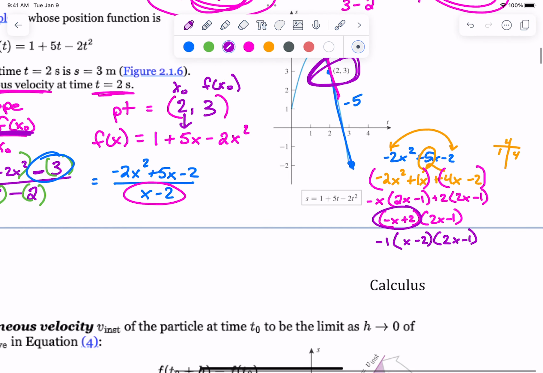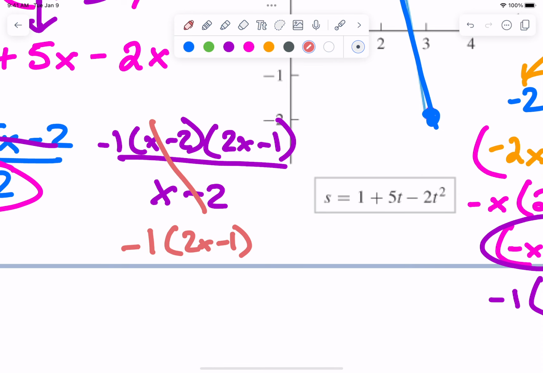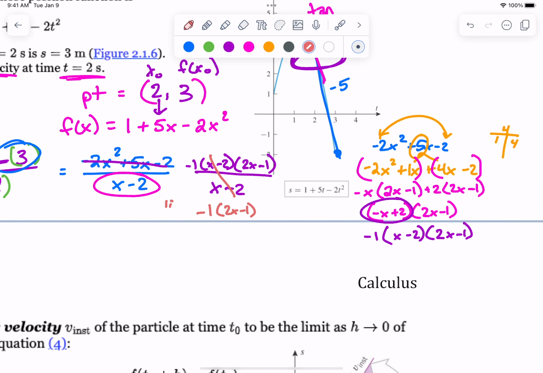Okay, so now this whole chunk right here is negative 1 times x minus 2 times 2x minus 1, all over x minus 2. Now what? Cancel. So negative 1 times 2x minus 1, that's what we have left over. And we are finding the limit as x goes to 2.